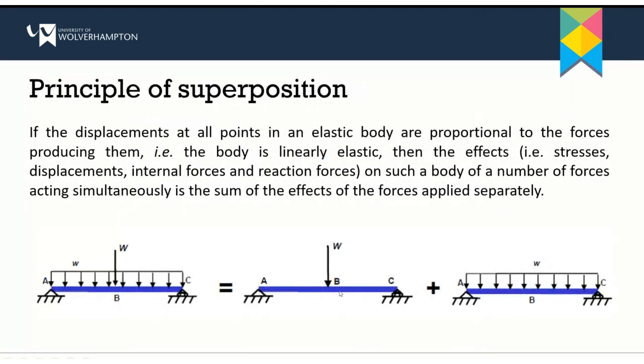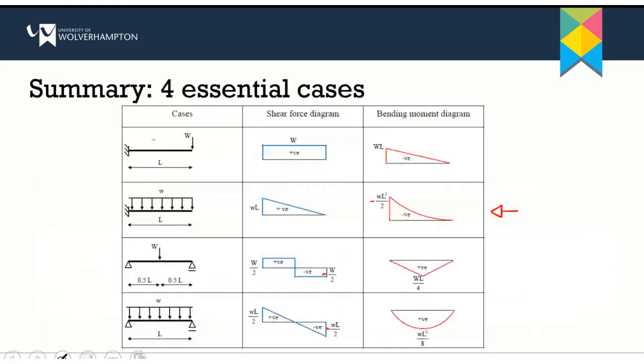Here you can see another example. Here in this example, I have a simply supported beam which has a point load in the mid span. This could be L over 2 and L over 2. So it can be analyzed as two cases, one with a point load directly in the middle, L over 2, L over 2, and one with a uniformly distributed load all over L. So if you want to draw the internal forces diagrams, you can go back to this table and say, well, I will add this diagram to this diagram over here and this diagram to this diagram over here.